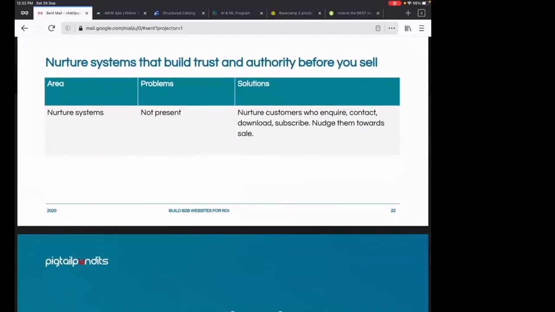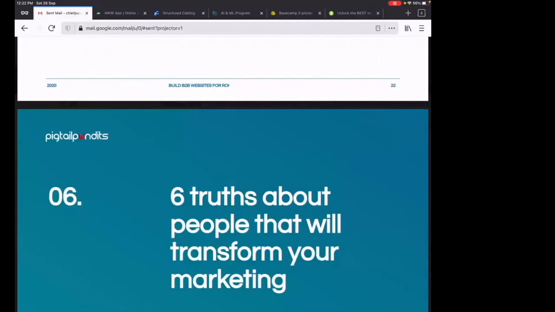And once these systems are present, it would be a good practice to drive traffic to your website, because you now have the systems to leverage that traffic. Otherwise, it's not a great idea.